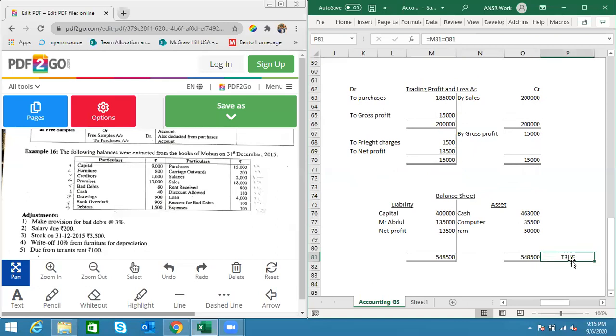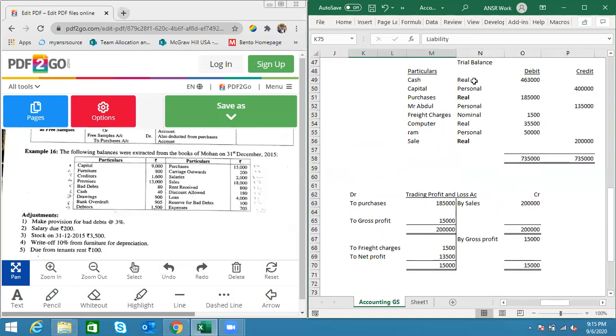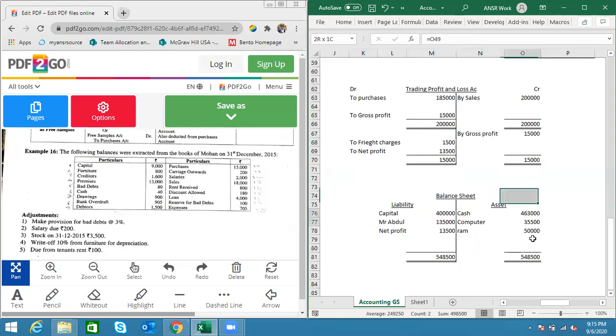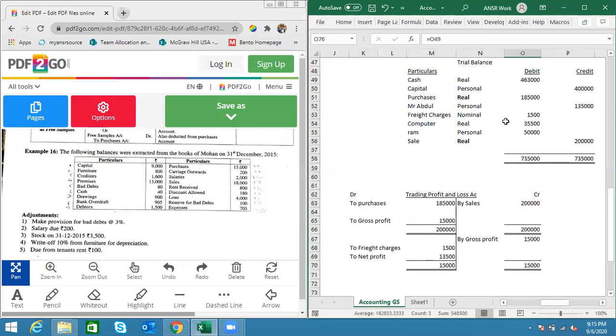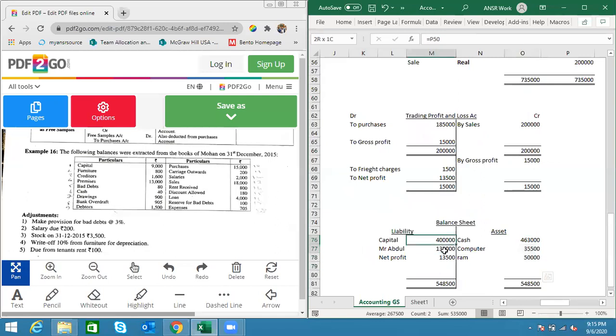Quickly we went to the balance sheet. In the balance sheet, we put two sides, liability side and asset side. And as I have already told, assets are the real or personal accounts which have a debit balance. Liabilities are the real or personal accounts which have the credit balance. We quickly went to the trial balance, found all the accounts, whichever has the debit balance, personal or real account, we put them as asset. All the real or personal accounts that have a credit balance, we put them as a liability.